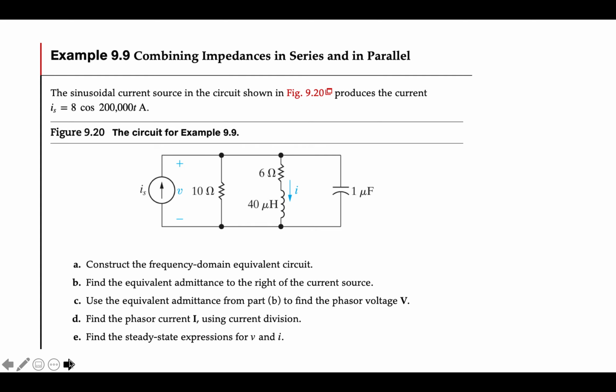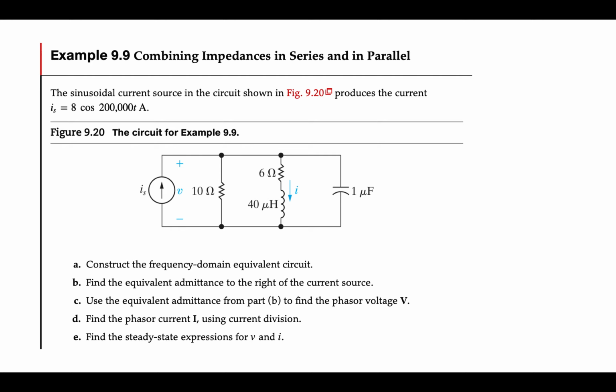Here's one. This is a circuit sketched in the time domain. You're given the current from a current source, and you're asked to do several things stepwise. Calculate the frequency domain equivalent circuit. This is the problem that has the equivalent admittance. We're looking at these two terminals and trying to determine the equivalent admittance when we look into the two terminals.